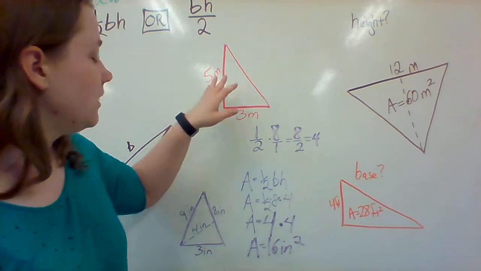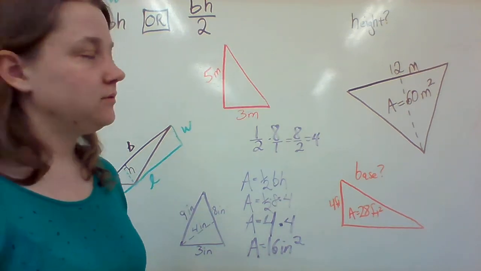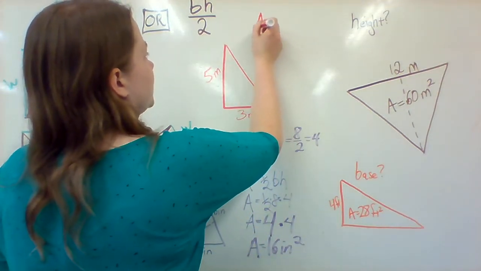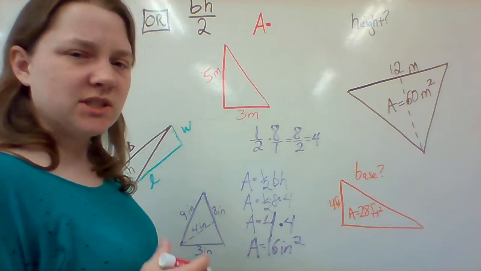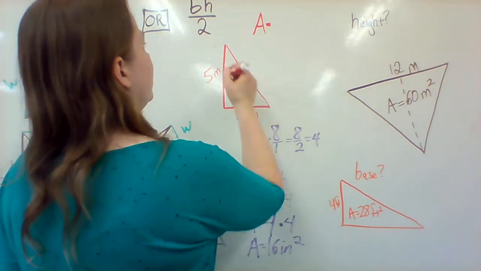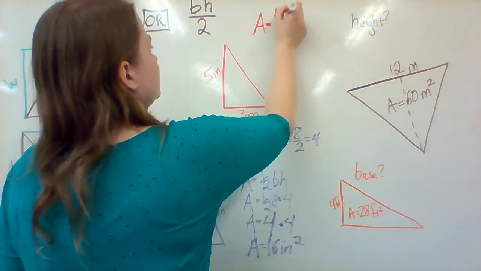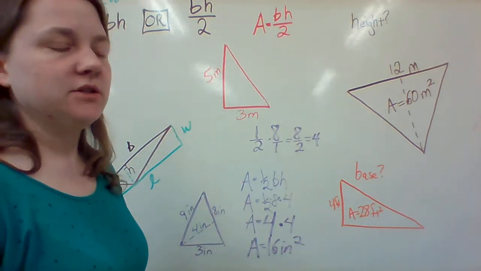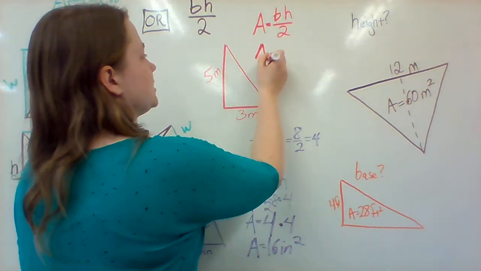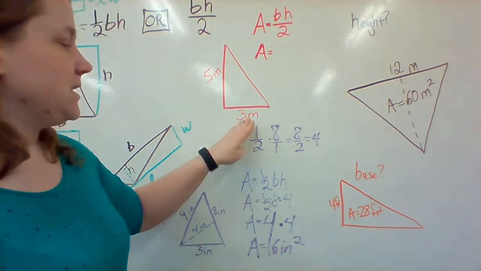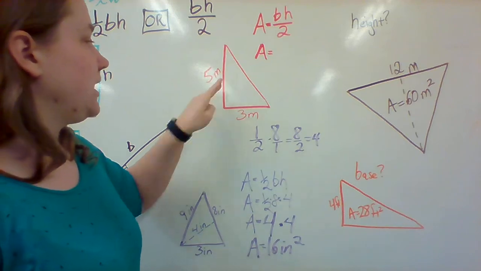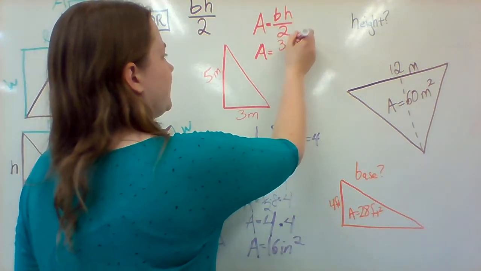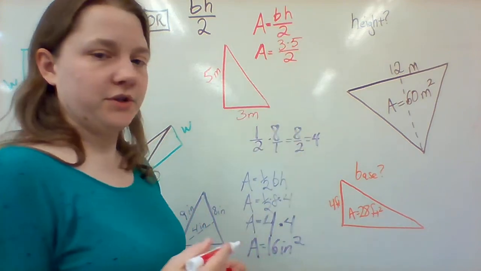label it. Let's go ahead and look at the red triangle, which is a little bit higher up, which will make it easier. Write down my formula again. I'll use the other formula this time, just so that you can kind of get a hang of it. A equals BH over 2. Area equals base times height over 2. So the next thing I'm going to do is plug in the numbers. The base here is 3. The height is 5. So I'm going to say 3 times 5 over 2.